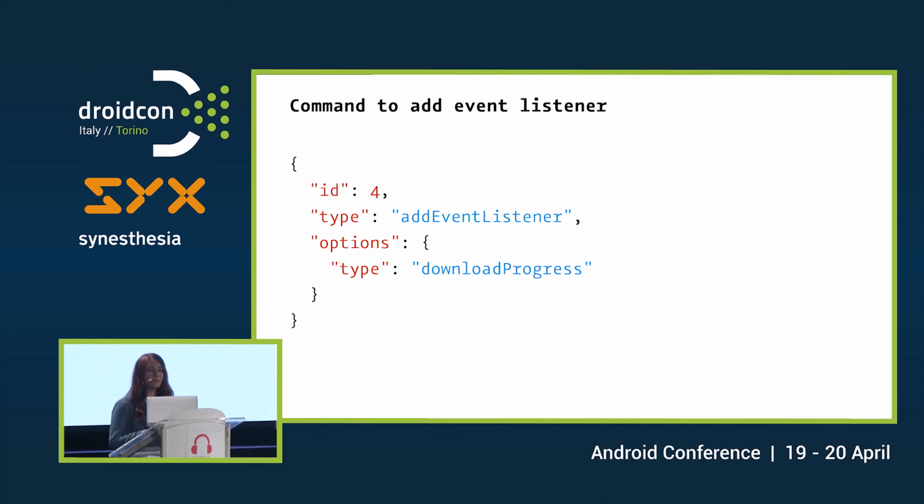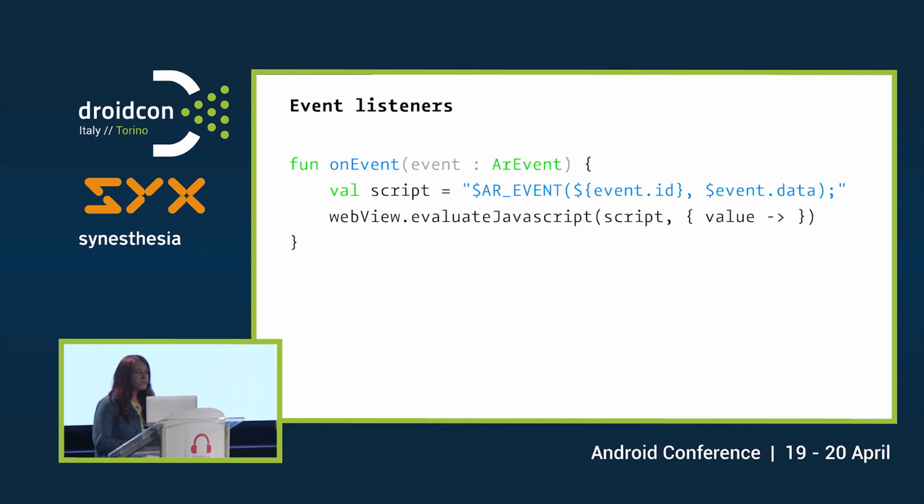We have a special type of command called add event listener. It takes an option specifying the type of event that it should listen for, in this case, download progress. It returns an ID as the result so that events from this listener can be identified in the future. After the event listener has been added, any time that this specified event happens now, the native app is going to notify the web page via the OnEvent function that we've added to our web interface.